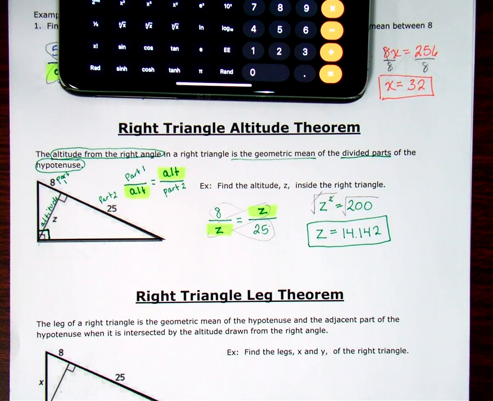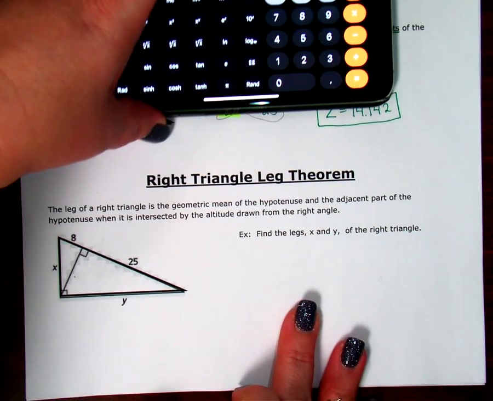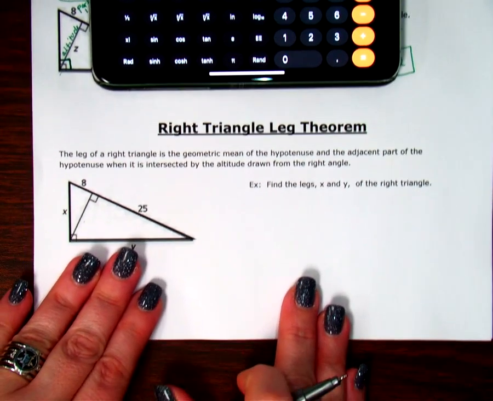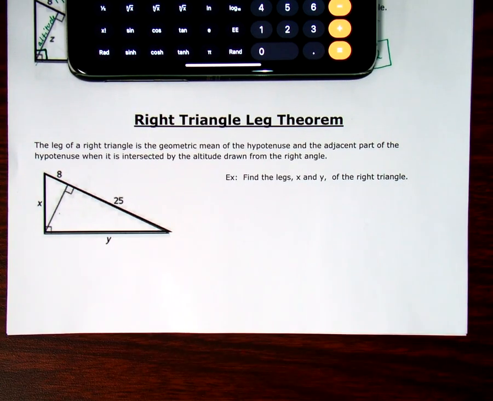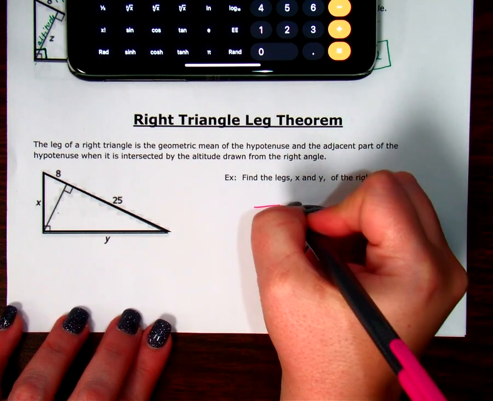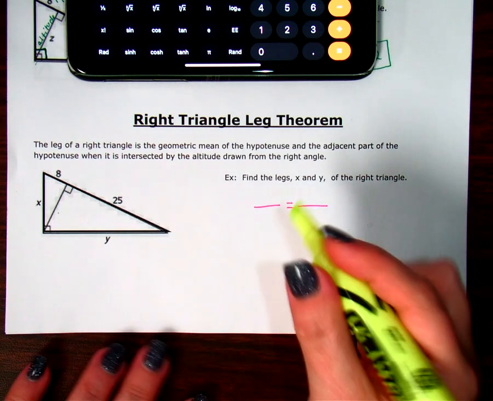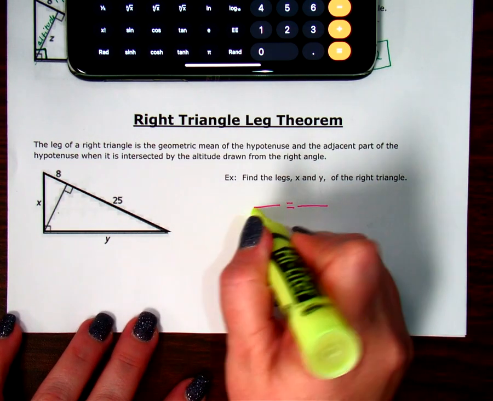So that's the first one, where you're working with the altitude of the triangle. The second one we're going to look at is called the right triangle leg theorem. The leg of the right triangle is the geometric mean of the hypotenuse and the adjacent part of the hypotenuse when it's intersected by the altitude drawn from the right angle. Again, there's a lot going on there. We know we're working with that word, geometric mean.